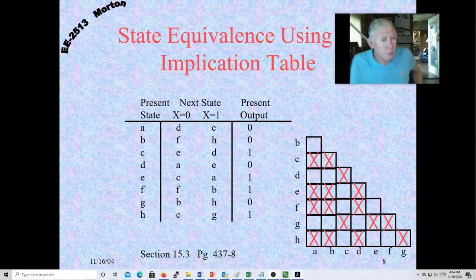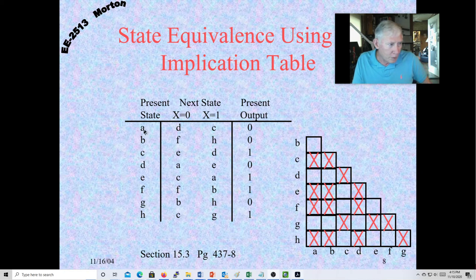Okay. So now I've drawn the implication table. So here's the thing. The way we're going to do this, I'll try and see if we can see both of these things. But the implication table is right here. Only I drew one, and I'm going to try and fill in some things, and hopefully we'll make sense out of it.